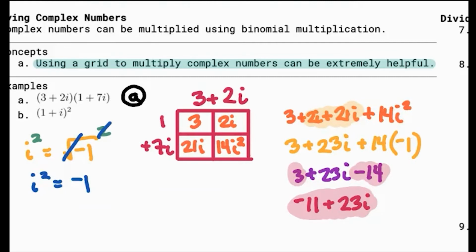Now that's a lot of work for one little problem. So since it's a lot of work and there's a lot of room for error, I highly advise checking this on your calculator. So that's what I'm going to do now. So everyone take your calculator out.